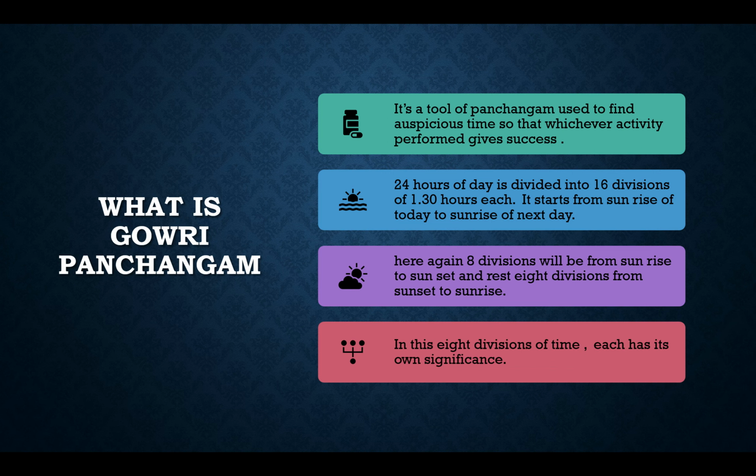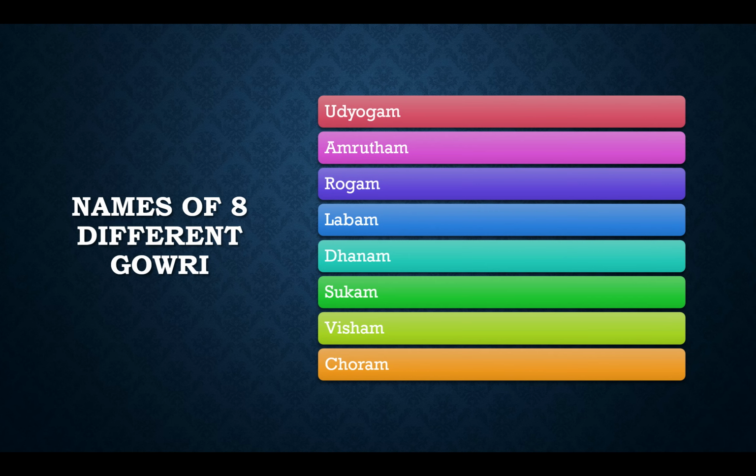For example, there is Labha Gauri. For Labha Gauri, there are certain activities which give a profit, and there is Utti or Udyogam, that is related to certain kinds of activities. If such related activities are done in this auspicious time, it gives even better results. Okay, so now let us understand what are those 8 time divisions.